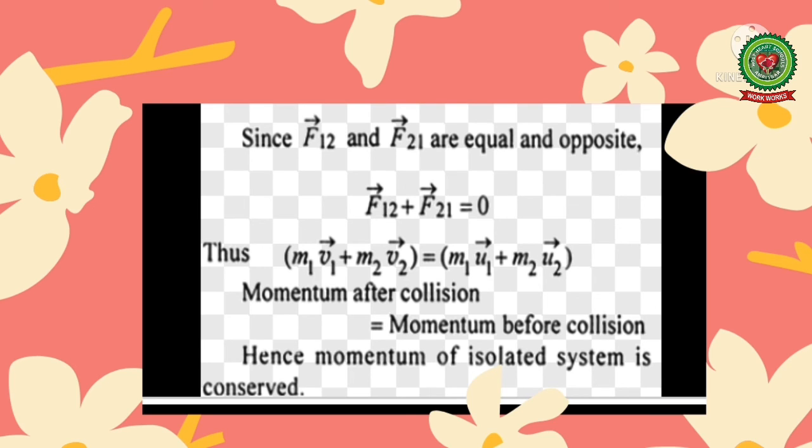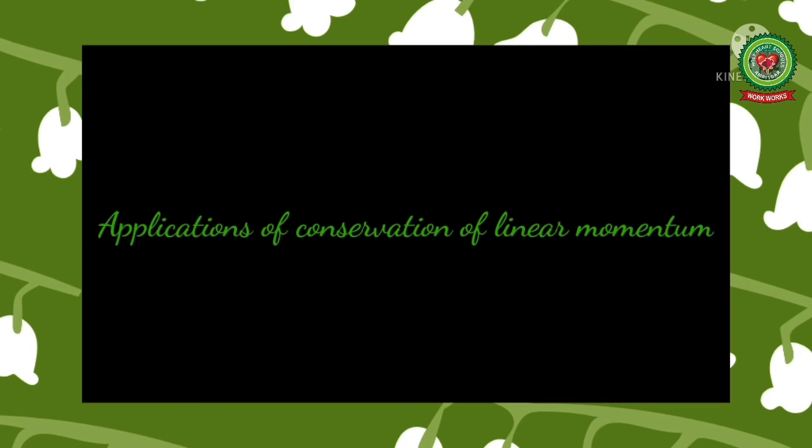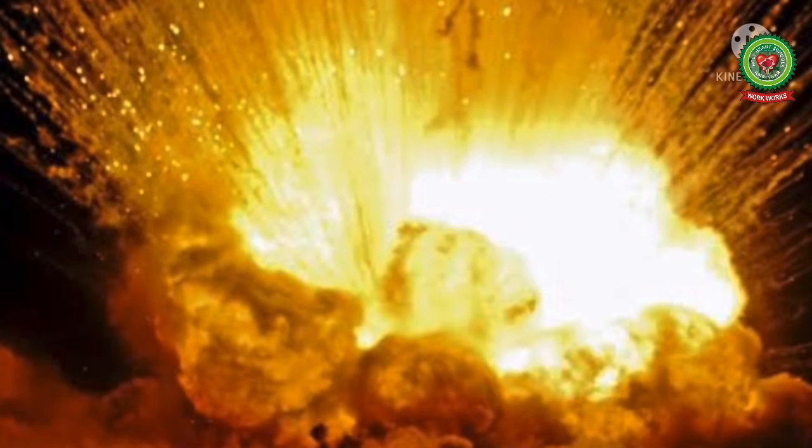I hope you have understood this derivation. Now let's study some applications of conservation of linear momentum. The first application is explosion of bomb. When a bomb explodes, the different pieces of the bomb move in different directions with different velocities, so that their total momentum after explosion remains the same as that before. So here, the law of conservation of linear momentum is applied.